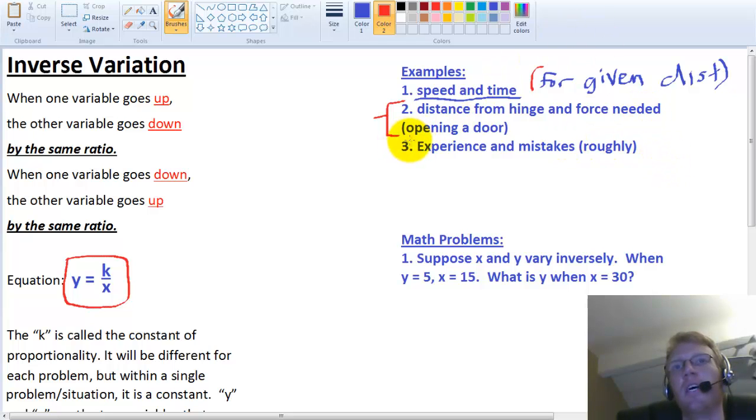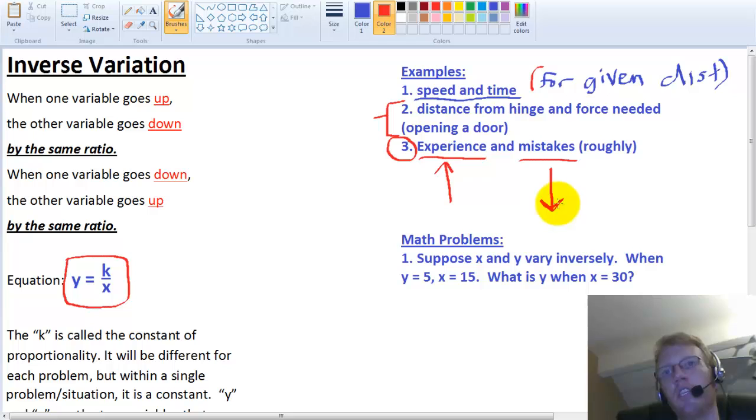And this last one, it's not mathematically exactly inverse variation, but it will help get your mind in the right mindset. Experience and mistakes. So the more experience you have, the less mistakes you will make. The reason it's not exactly inverse variation is because if you have twice as much experience, it's not guaranteed that you'll make exactly half as many mistakes. So it's not perfect inverse variation, but it gets your mind in the idea of one thing is going up, the other thing is going down.